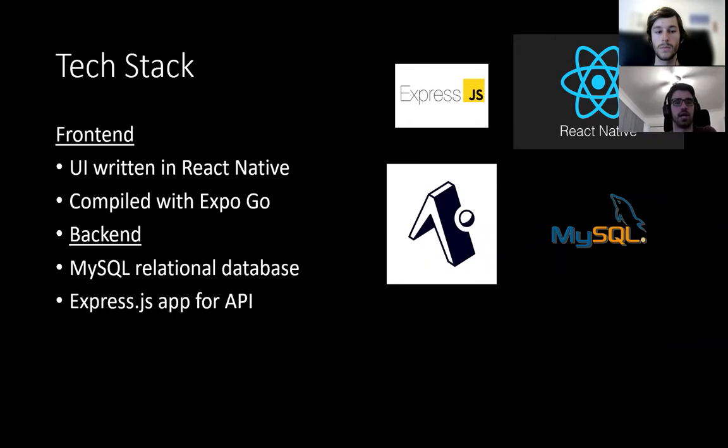For the technical side of Hangout, in the front end, our UI is running on React Native, and the compilation of our app is done by Expo Go, which is how we tested the app and saw how every component would look. In the back end, we have a MySQL database, and we are using Express.js to run our routes and for the APIs.